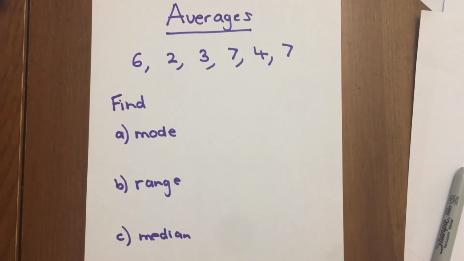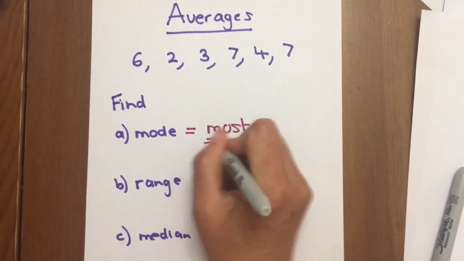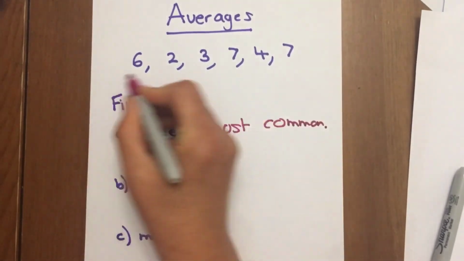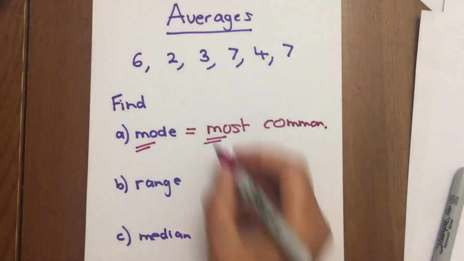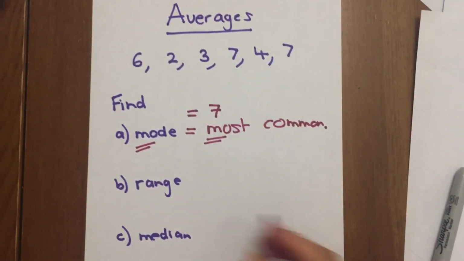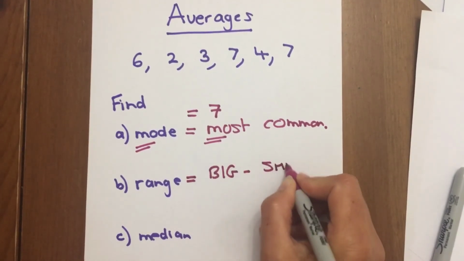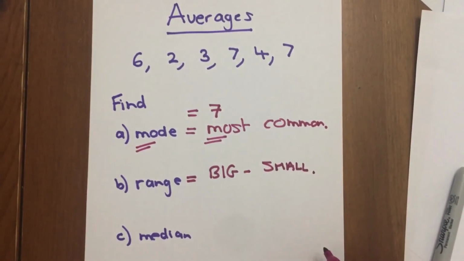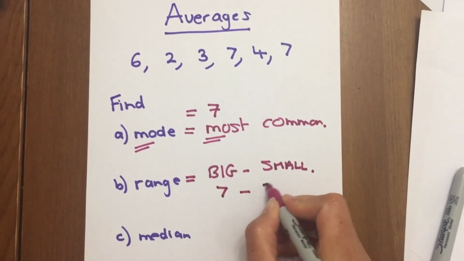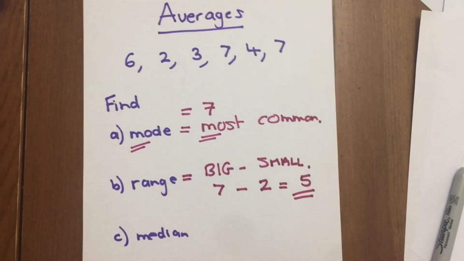Okay, let's see how you got on. Mode is most common. What number here happens the most times? Yeah, well done. It's 7. 7 happens twice. Range is your biggest number, take away your smallest number. What's your biggest number? Yeah, it's 7. What's your smallest number? 2. So the range is 7.